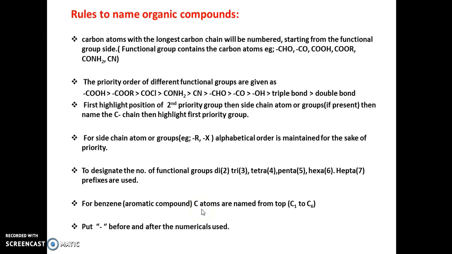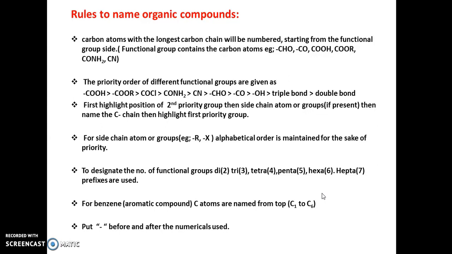Now the next point is, in case of benzene or an aromatic compound, when you are naming it, you number the carbon atoms from the top carbon atom, that means carbon number 1 to carbon number 6. There is no other way, only carbon number 1 to carbon number 6, from the top to the rest of the carbon atoms, one by one consecutively.